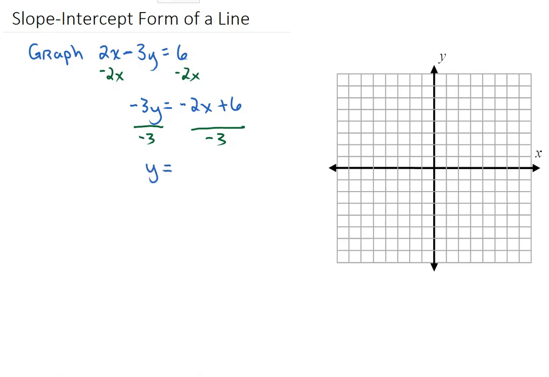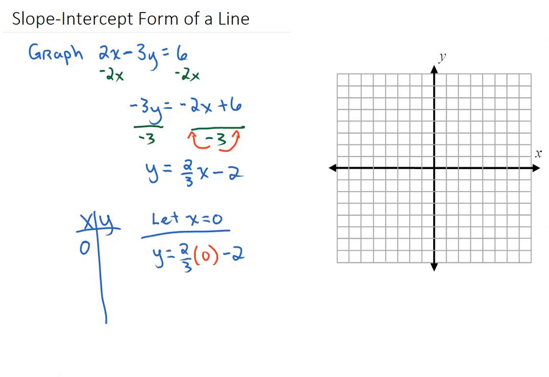Now on the left, we just get a y. On the right, we need to be sure to distribute the negative 3 to both of the terms in the numerator. That gives us 2/3 x minus 2. So now we have it solved for y. What we've done in the past then is we did an xy table. And I said that 0 is always a good option because when we plug 0 in for x, the 0 times the 2/3 is 0, so that fully simplifies to negative 2.